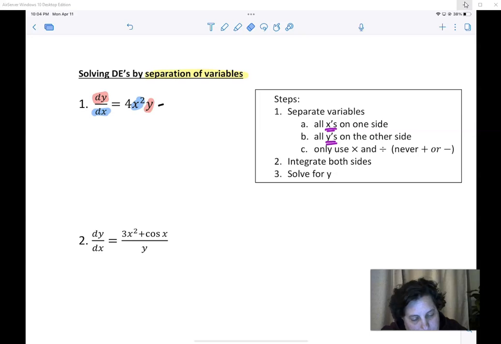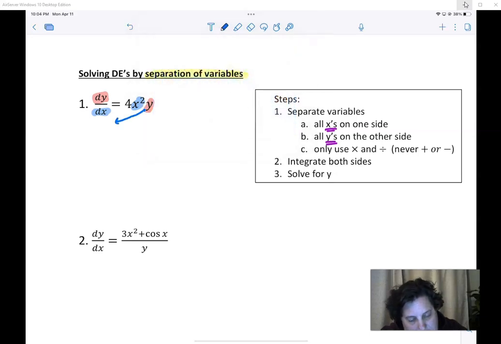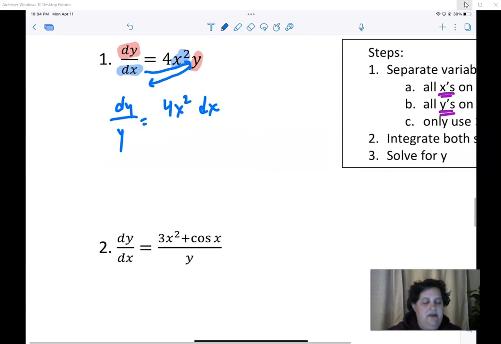Okay, so check this out. Let's move this y over here. So this now becomes dy over y. And let's move this dx over here. So this becomes 4x squared dx. So now what I have is two equations, one in terms of y and one in terms of x.